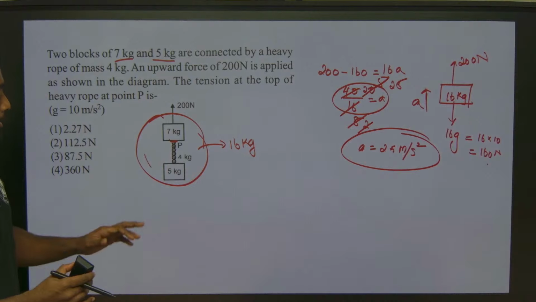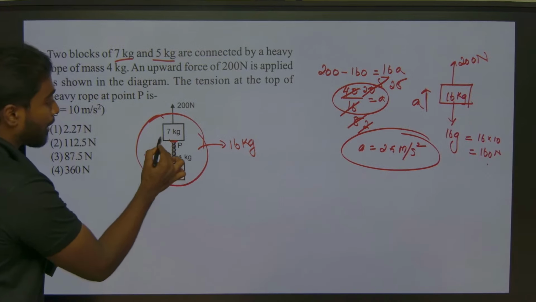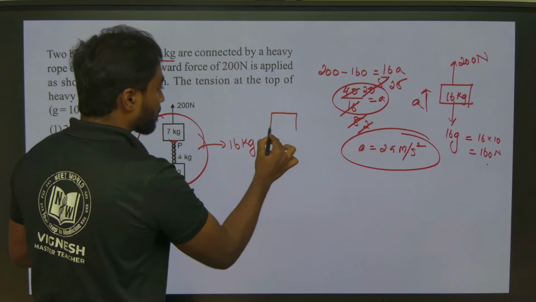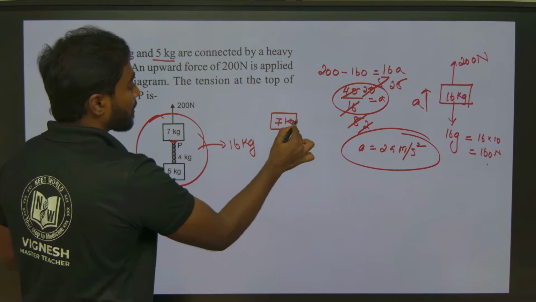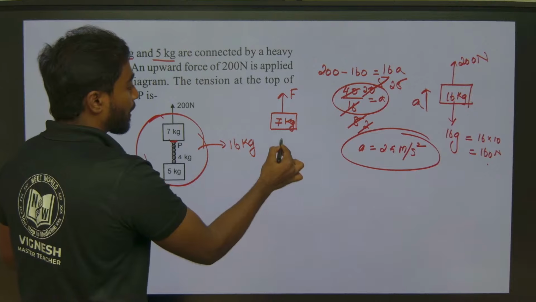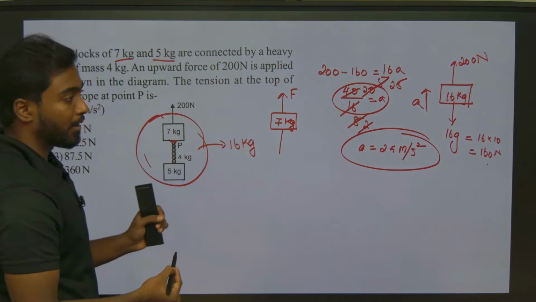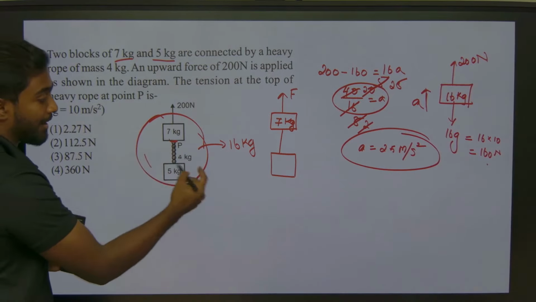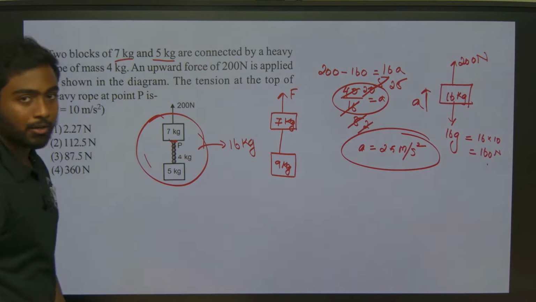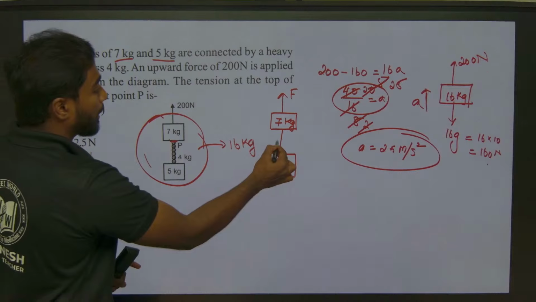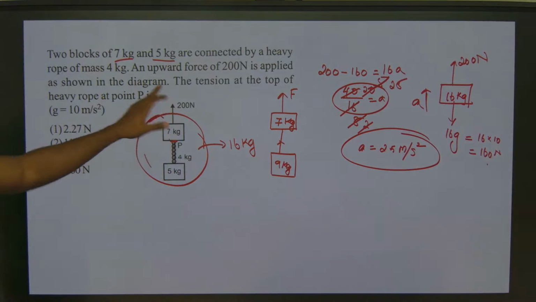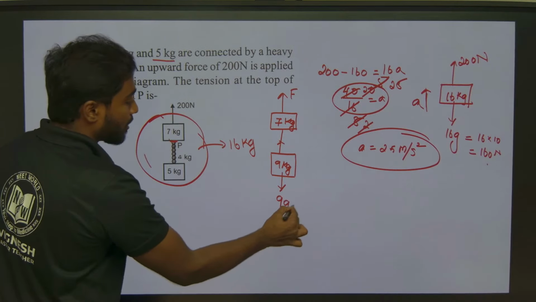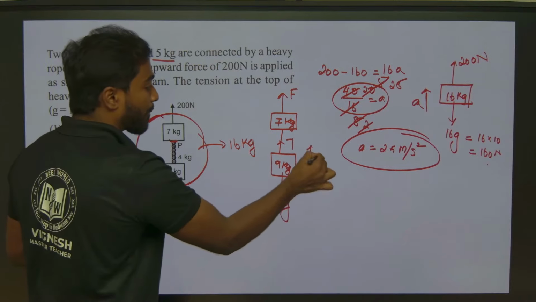Now let me take this one block and this another block, tied with a string. This is my 7 kg block, and I have applied some force over here. I have tied a string or rope here. Now the total system including the rope and the block is 9 kg. So what will be the tension over here? That's what they are asking. So this is my 9g, this is my T, and the acceleration is upwards.